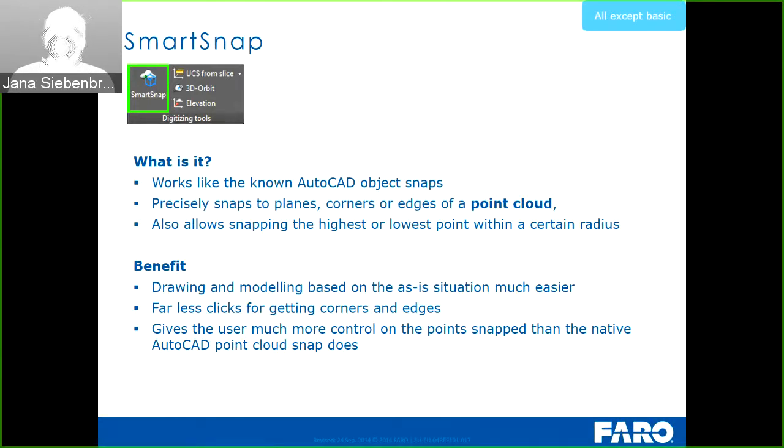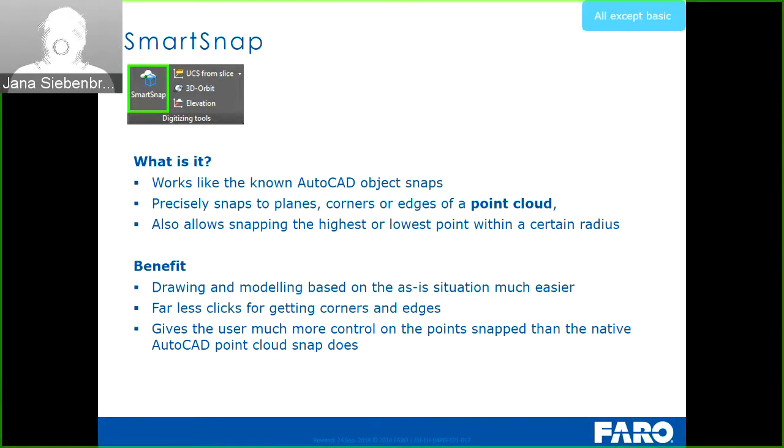The benefit for you is that Smart Snap allows you to draw and model the as-is situation much more easily. You have far fewer clicks for getting corners and edges. So for those who used PointSense previously, to get corners and edges, you would have to fit planes and then intersect the planes to get the corner and edge points. Now we have the Smart Snap and it's much faster.